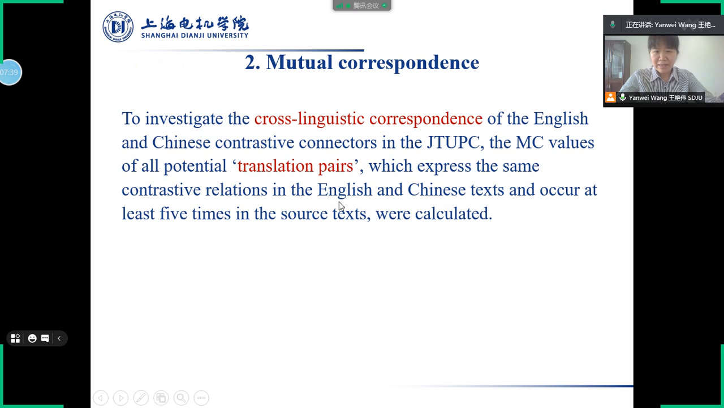To investigate the cross-linguistic correspondence of the English and Chinese contrastive connectives in the GTUPC, the MC values of all potential translation pairs which express the same contrastive relations in the English and Chinese texts and occur at least 5 times in the source texts were calculated.